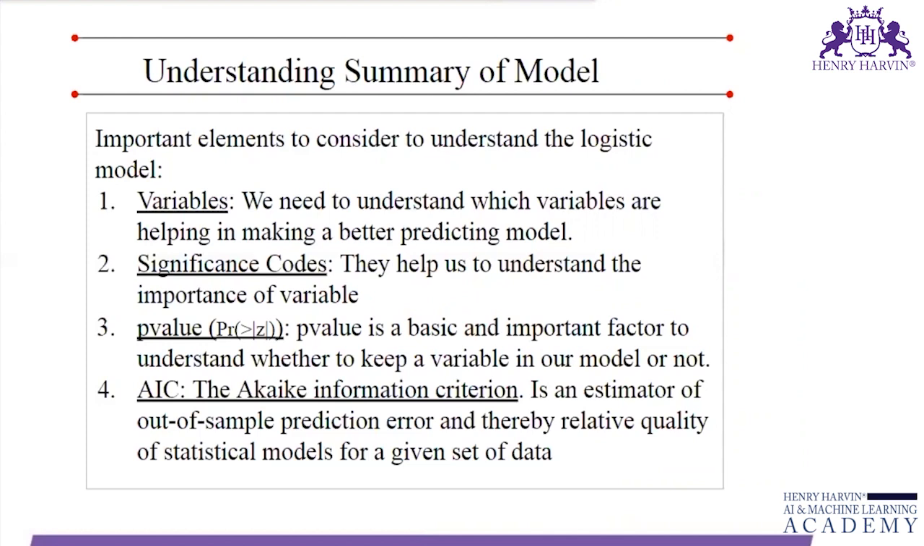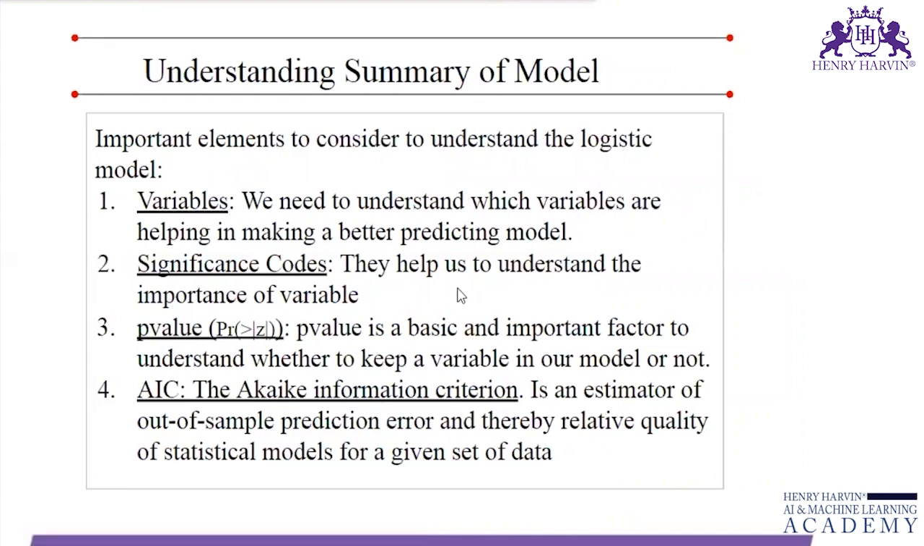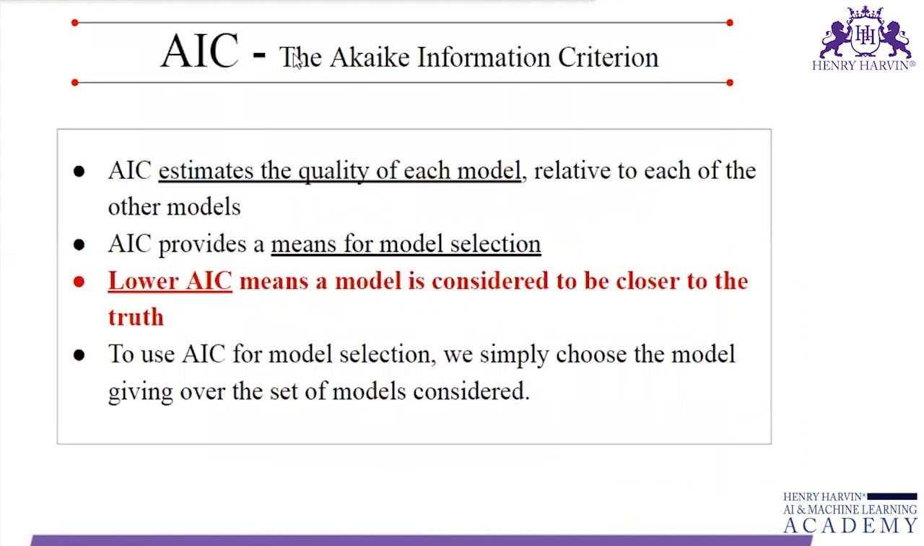It should be less in value. Whenever the AIC value is less, it says that the model built is a good model. So as you can see, AIC estimates the quality of each model relative to each of the other models. When we are creating models, we will not get it at once. We have to create multiple models in order to get to the best model. So AIC helps us to estimate the quality of each model.